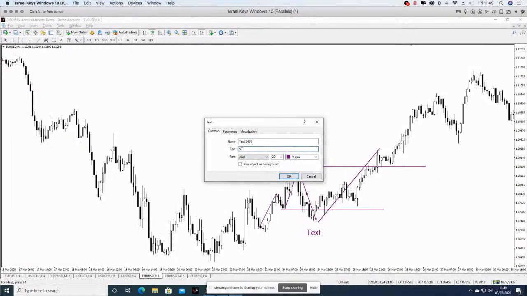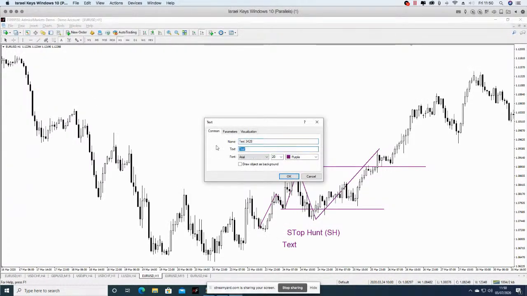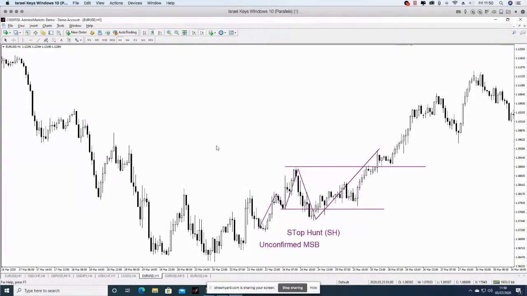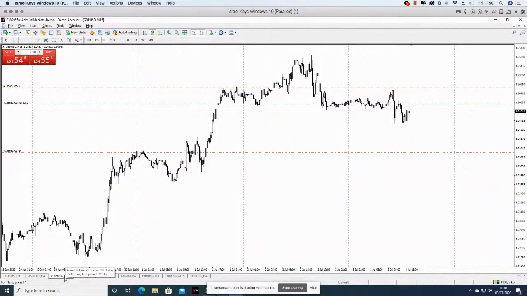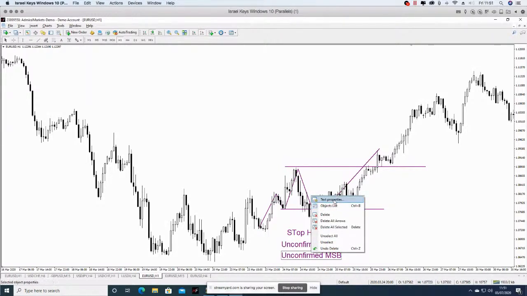This is an example of a stop hunt. I call it, this is my personal term, Tucker doesn't like it, but I call it an unconfirmed market structure break. Because the fact that a market structure break happens doesn't mean that the market structure has completely shifted, in this case from bullish to bearish. This could just be a manipulation. It could simply be what we call a manipulation.